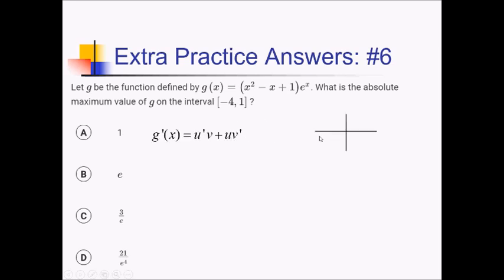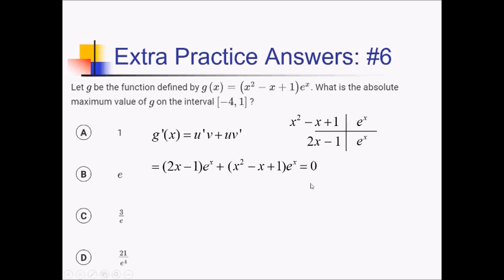And here's my box and ribbon to help me organize that. I've got my first factor, this parabola, x squared minus x plus 1, and then e to the x is my other factor. Derivatives of those, we've got 2x minus 1 and e to the x. And I'll just multiply all that out now. So we have 2x minus 1 times e to the x, plus this whole thing in parentheses times e to the x. And we need to figure out where this takes on a value of 0.